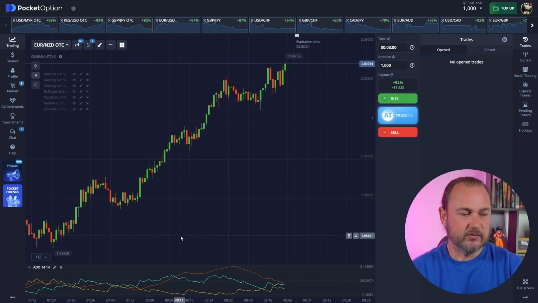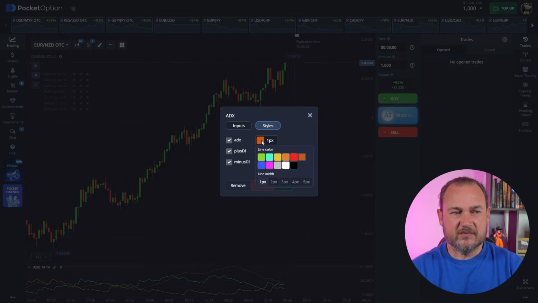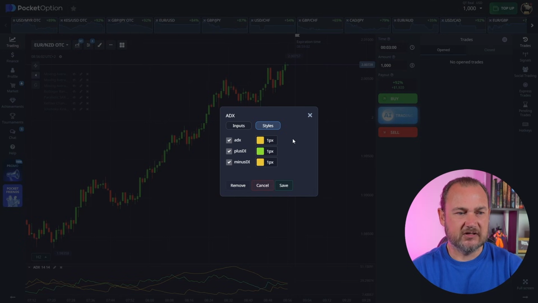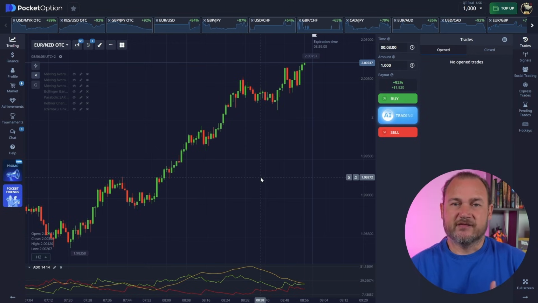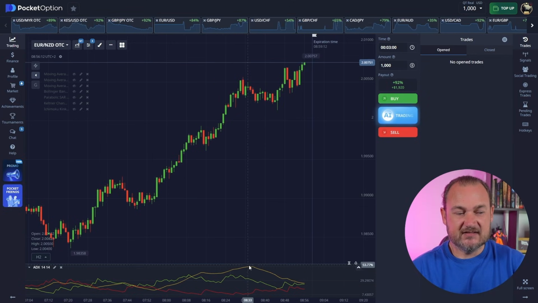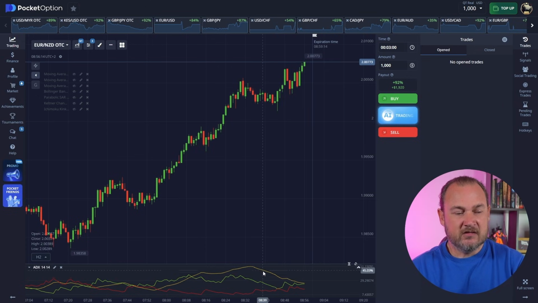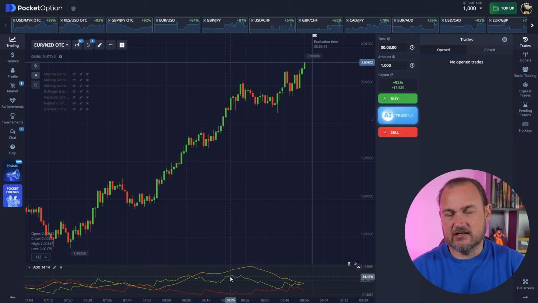So the first thing I do when I add the ADX is just change the colors. This is not something you have to do, but this is something that I like doing, and I'll show you guys why in a second. There we go. So the ADX consists of three lines. We have the ADX line itself. In this case, this is the yellow line that you see here. This is the ADX line, and then the green line is the DI plus, and the red line is the DI minus.